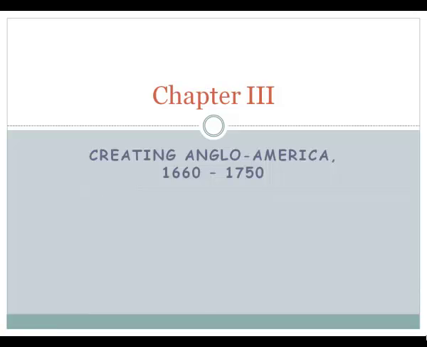Chapter 3, Creating Anglo-America, 1660 to 1750.